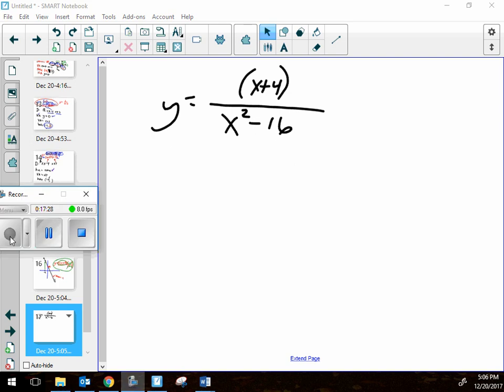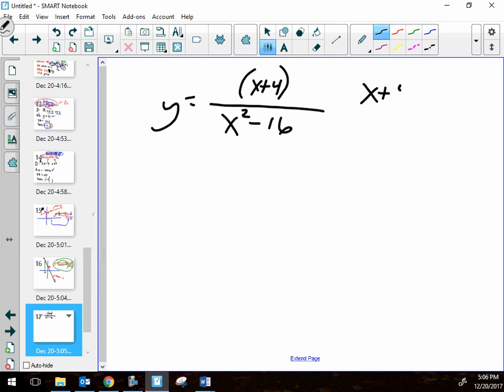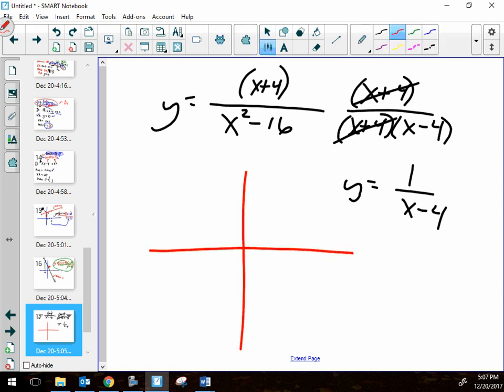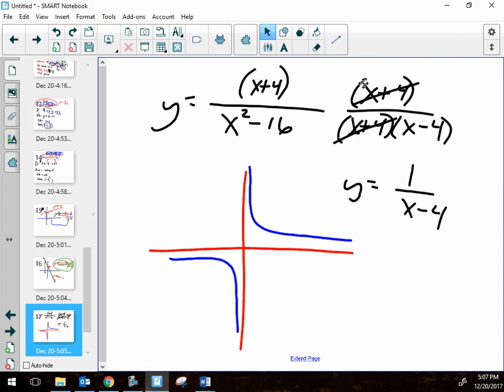Okay, so hopefully you factored, well, the top's already factored. I'm going to factor the bottom, x plus 4 and x minus 4, and that will cancel that, leaving y equals 1 over x minus 4 as your resulting function. If I graph that, I happen to know that that is a butterfly function that has been moved which way? -4. What does that mean? Right 4. Okay, I moved it over right 4.